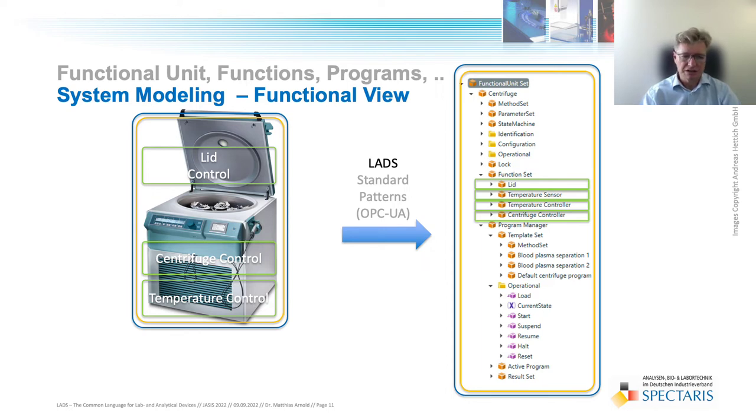In our example, agitation controller, lid controller, temperature controller, and so on. LADS provides a set of predefined patterns for common functions such as sensors, closed loop controllers, lids and doors, or whatever. Device level orchestration is represented by the program manager, the magenta boxes, and works exactly the same whether the device is a centrifuge or an HPLC, or a bioprocess controller, or whatever. Within the scope of a functional unit, the program manager organizes aspects like program templates, program execution, and results in a standardized way.